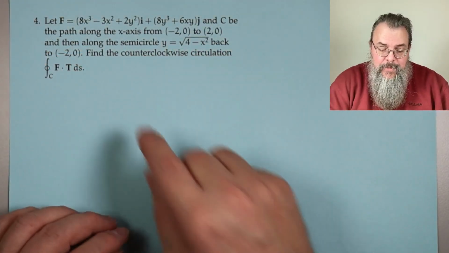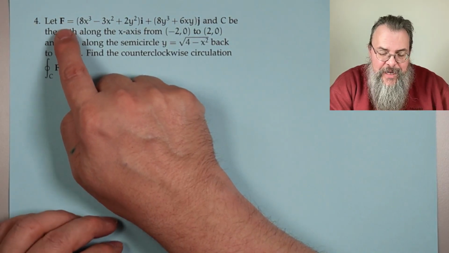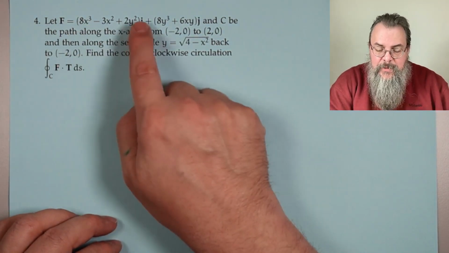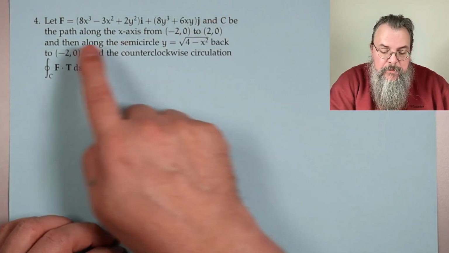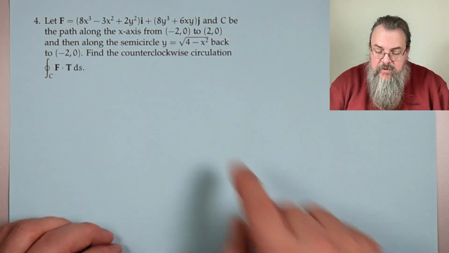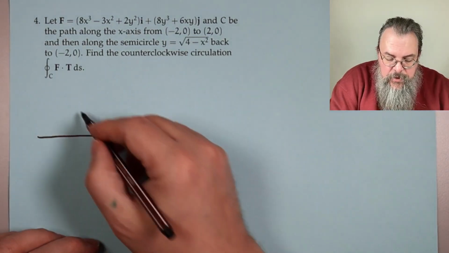Let f be a vector valued function. Now we know it's vector valued. They're giving us a hint by writing it with the bold f. So it's a function times i, a function times j. Let c be the path along the x-axis. Oh, we probably should draw this. So let's draw this. So we're going along the x-axis.